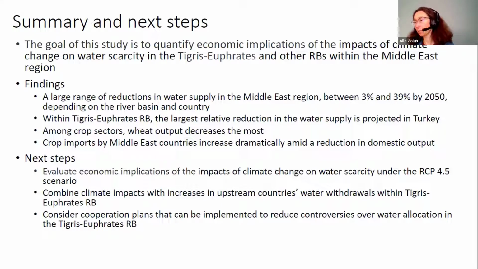Crop imports by Middle East countries increase dramatically because of the reductions in domestic output. Our next steps are to look at the RCP 4.5 scenario, combine climate impacts with increases in upstream countries' water withdrawals within the Tigris Euphrates River Basin, and consider cooperation plans that can be implemented to reduce controversies over water allocation in the Tigris Euphrates River Basin.